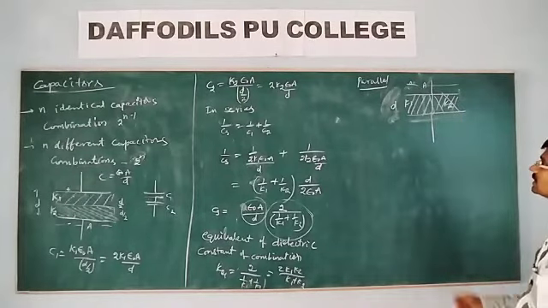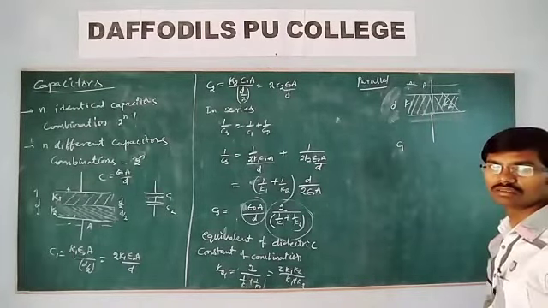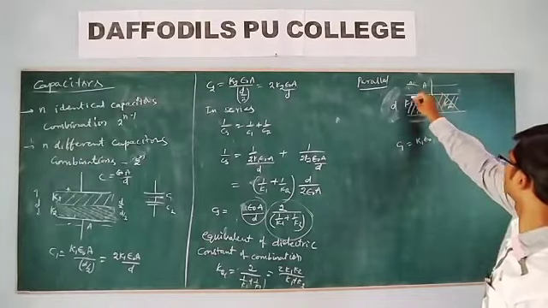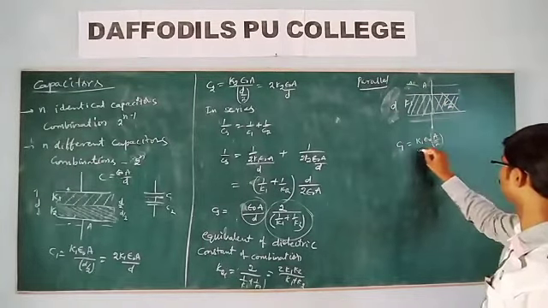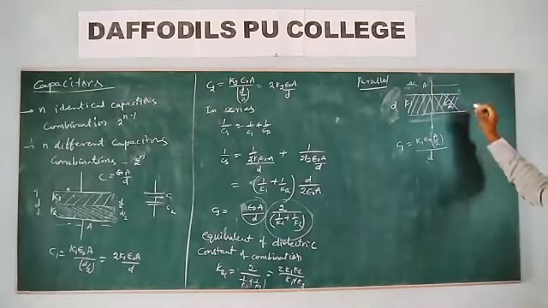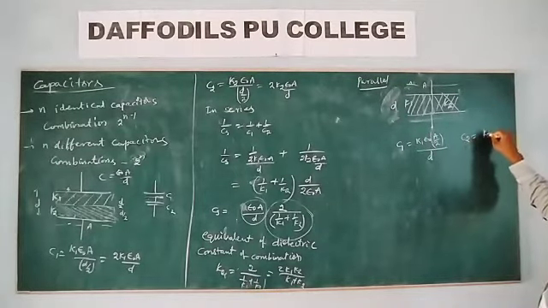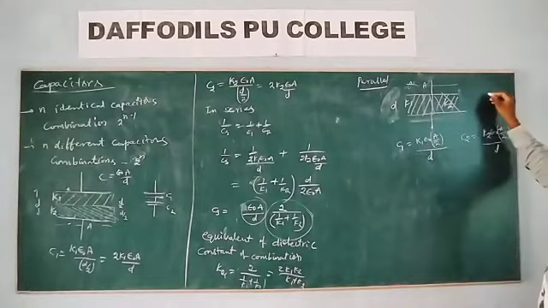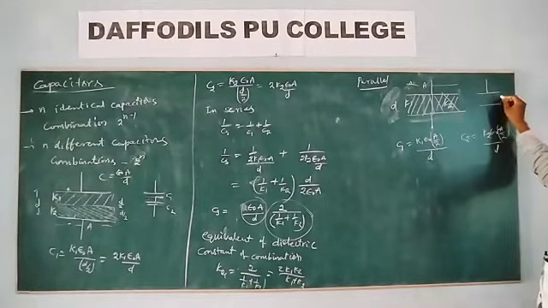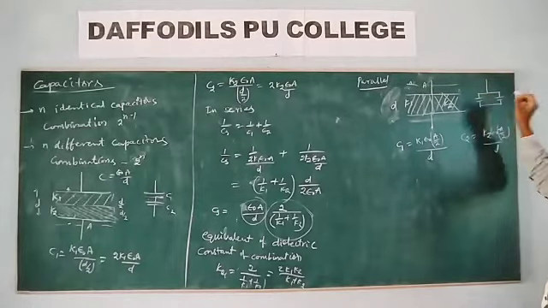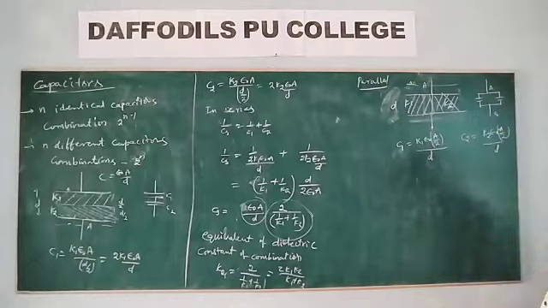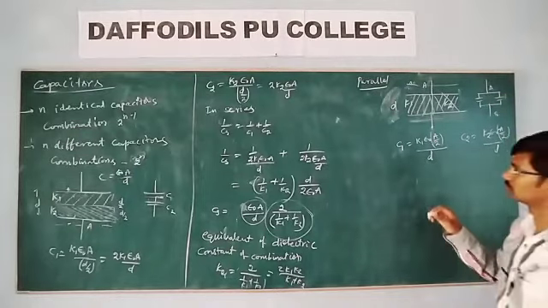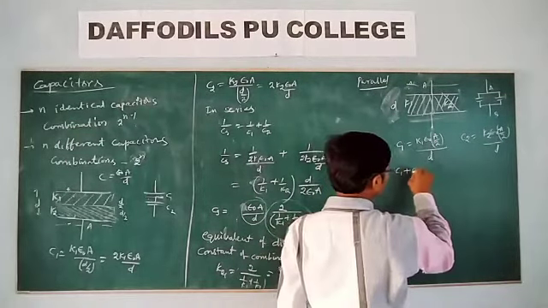Then what is the equivalent capacitance? For the first one, C1 is equal to K1 epsilon naught, half of the initial area, A by 2, divided by D. Similarly, C2 is equal to K2 epsilon naught A by 2 by D. These two are in parallel combination, and in parallel the equivalent capacitance is Cp equal to C1 plus C2.